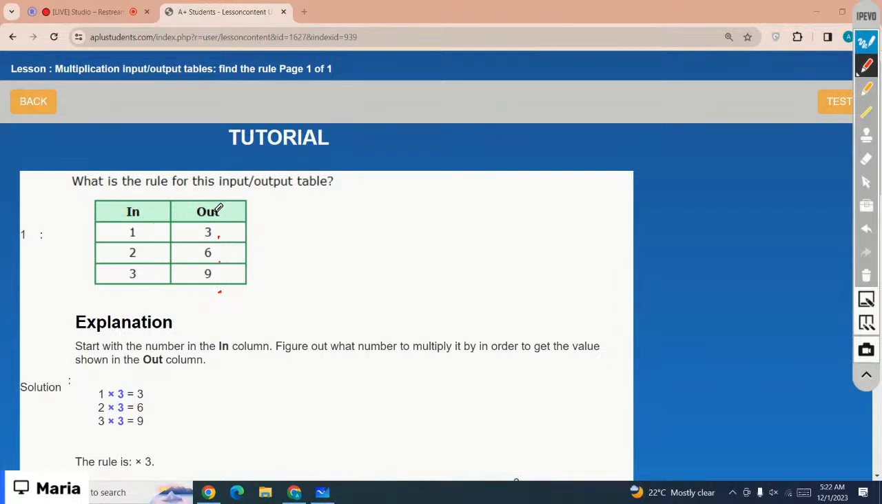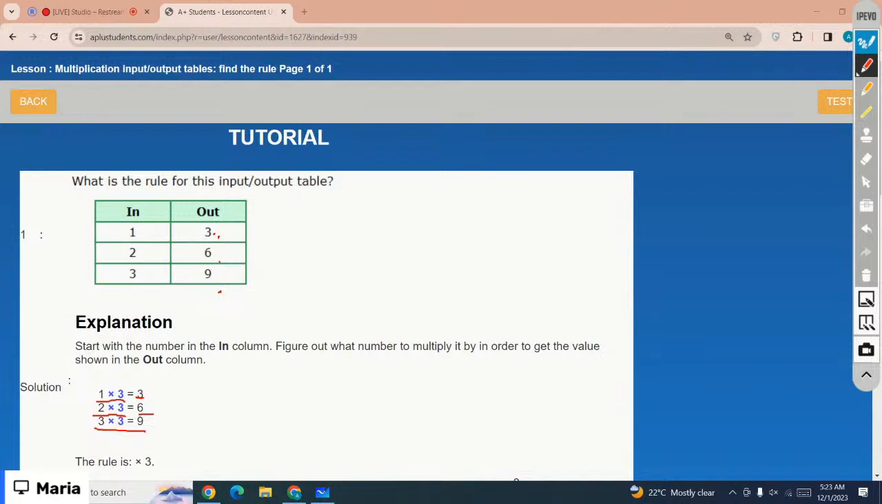Here you have to find the number. What number you multiplied with 1 makes 3, what number you multiplied with 2 makes 6, and what number you multiplied with 3 makes 9, right? So they are 1 times 3 equal 3, 2 times 3 equals 6, and 3 times 3 equal 9. That means that is the 3 that you multiplied with each input value to calculate the output value, right?